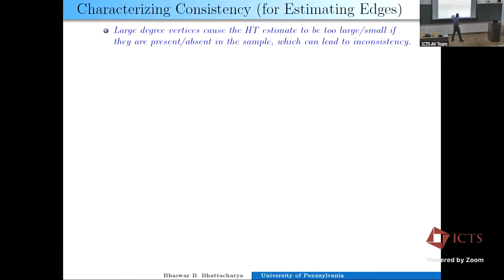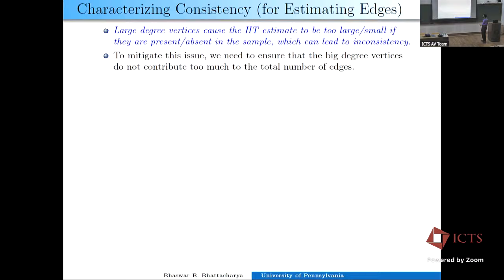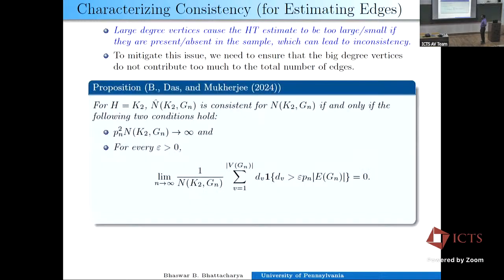So here is the idea. Large degree vertices can cause the HT estimate to be too large or too small if they are present or absent in the sample. To get away from this issue, we need to ensure that the big degree vertices do not contribute too much. So here is the result. It's slightly technical, but it's already summarized through that previous example. This is a necessary and sufficient condition for consistency.